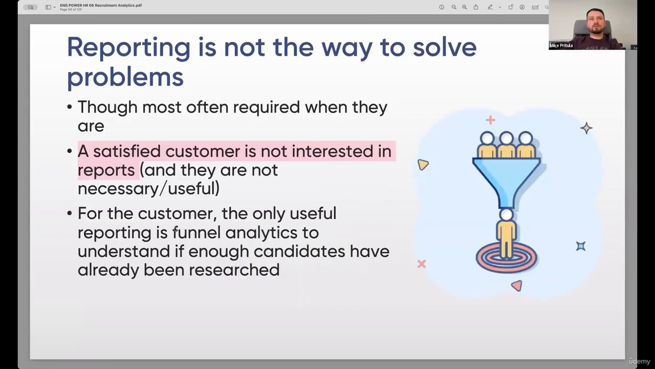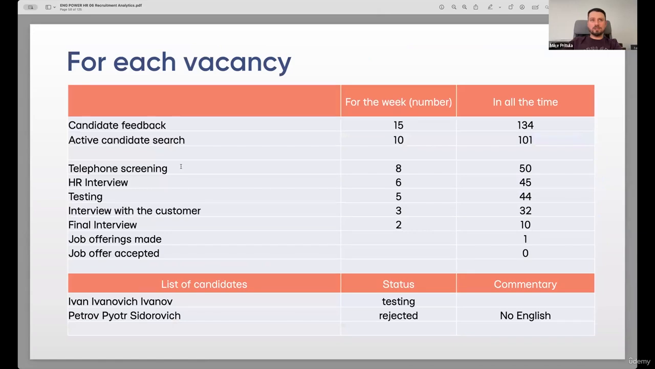Reporting is not the way to solve problems, though it is most often required when they appear. A satisfied customer or hiring manager is not interested in reports; they are not necessary and not useful. For the customer, the only useful reporting is funnel analytics to understand if enough candidates have already been researched, just to understand if it's time to make a decision.